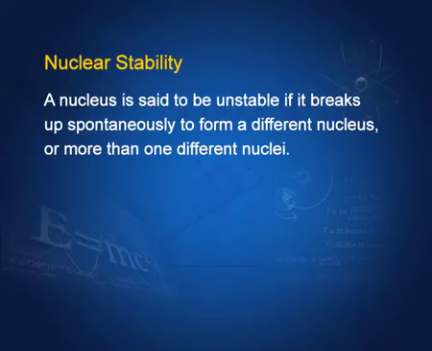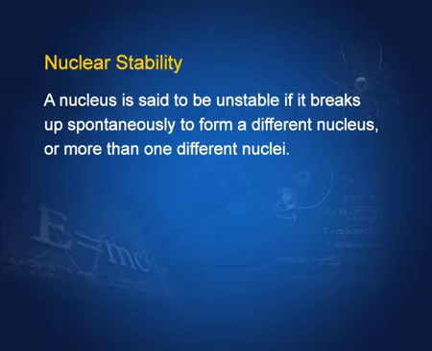A nucleus is said to be unstable if it breaks up spontaneously to form a different nucleus. Say we have nucleus X. If it spontaneously breaks up and forms a nucleus Y, we say that this nucleus X is unstable. In the process, the unstable nucleus may emit particles. Going from X to Y, it may emit particles like alpha particles, protons, neutrons, electrons, positrons, and photons.